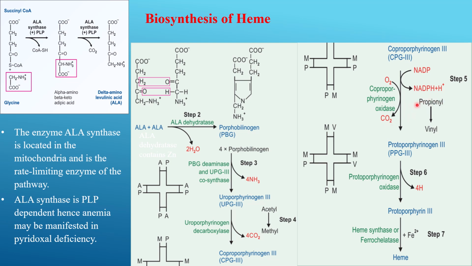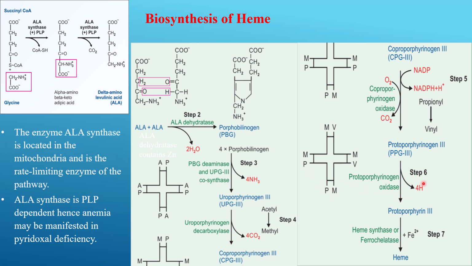The propionyl groups in the substituent side are converted into vinyl groups. So the product being formed is protoporphyrinogen 3. We can see it here: methyl, vinyl, methyl, propionyl, methyl, propionyl, methyl, vinyl. This is how the conversion happens. Finally, these 2 propionyls are also lost and converted into vinyl.